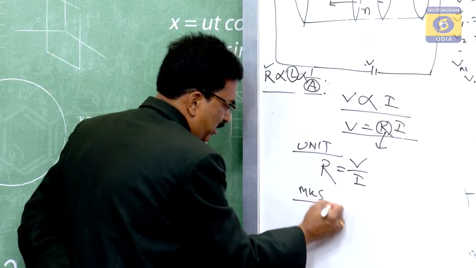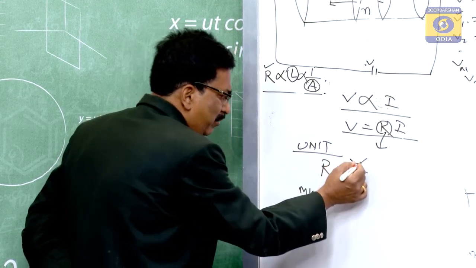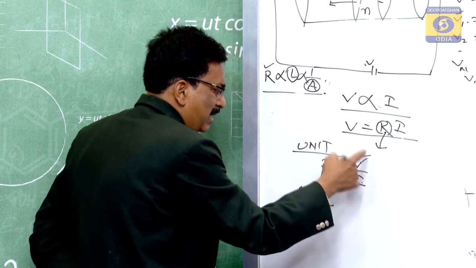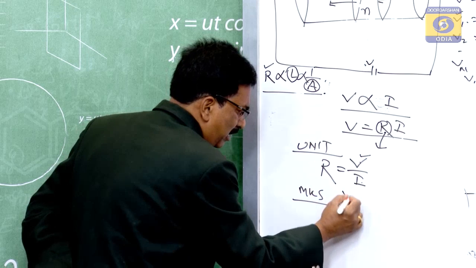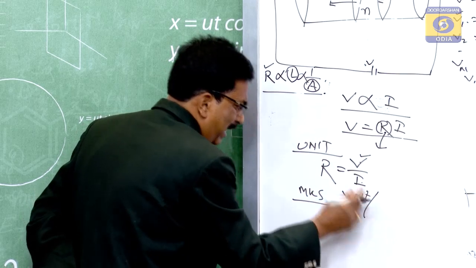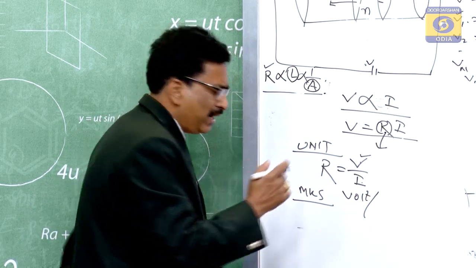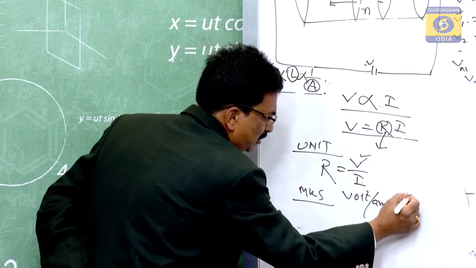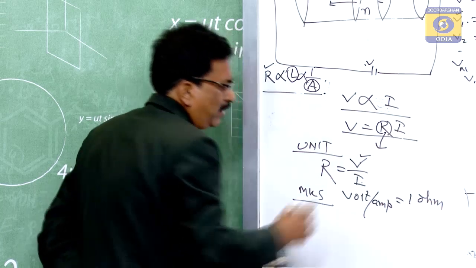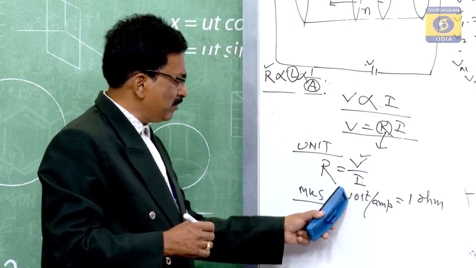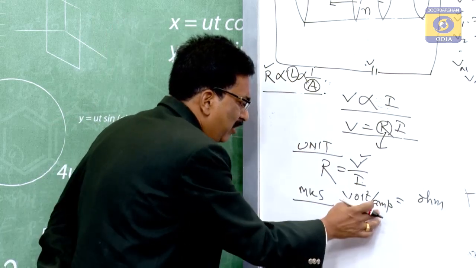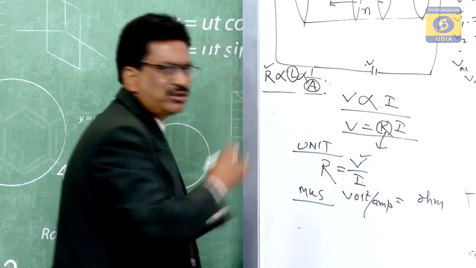If we go for the MKS case, then V will be in the MKS case, I will be in the MKS case. V is the potential difference, which in MKS is the volt, and I is the current, which in MKS is the ampere. So volt by ampere equals ohm. So 1 volt by 1 ampere is 1 ohm, or, if no value is given, volt by ampere equals ohm.